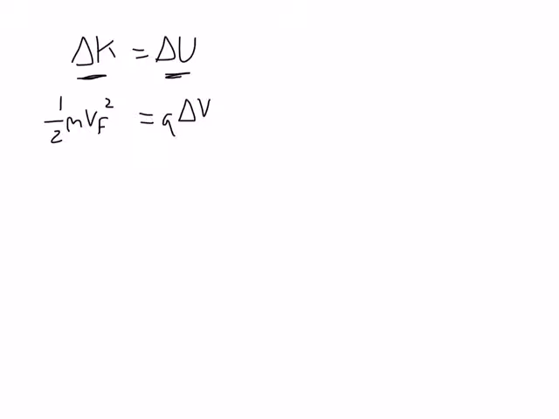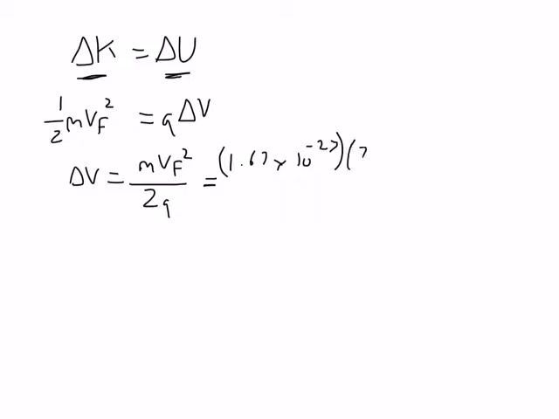And so now all we need to do is solve for delta V. We have all those other numbers. So delta V equals m v final squared over 2q. And the AP sheet has the charge of a proton on it for you, as well as the mass of a proton. You just have to be very careful in punching them into your calculator because they're very small numbers. That's the mass in kilograms.